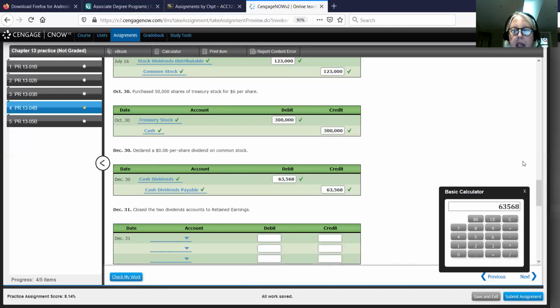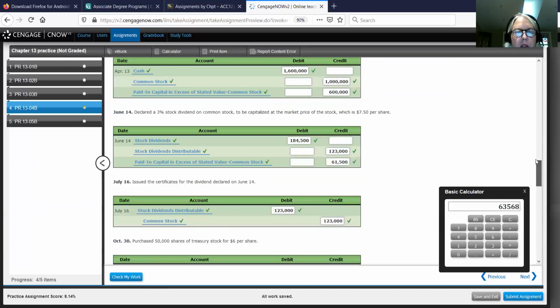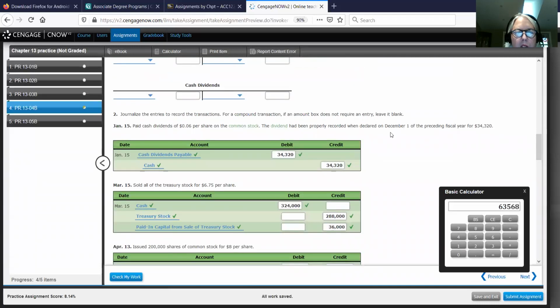All right, and then the next thing that they have us doing is showing that we are going to be doing a closing entry for the dividends accounts, and we're going to close those to retained earnings. I don't feel like that's in the proper order yet. What they did, unfortunately, in this particular problem is they had you doing, in requirement number 2, journalizing the entries, which really should have been, I think, requirement number 1.